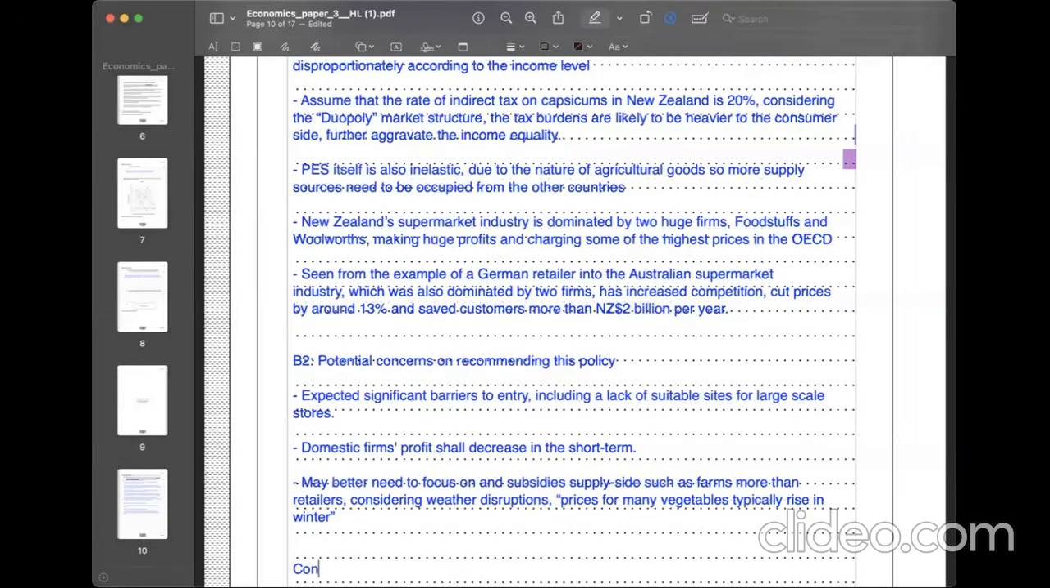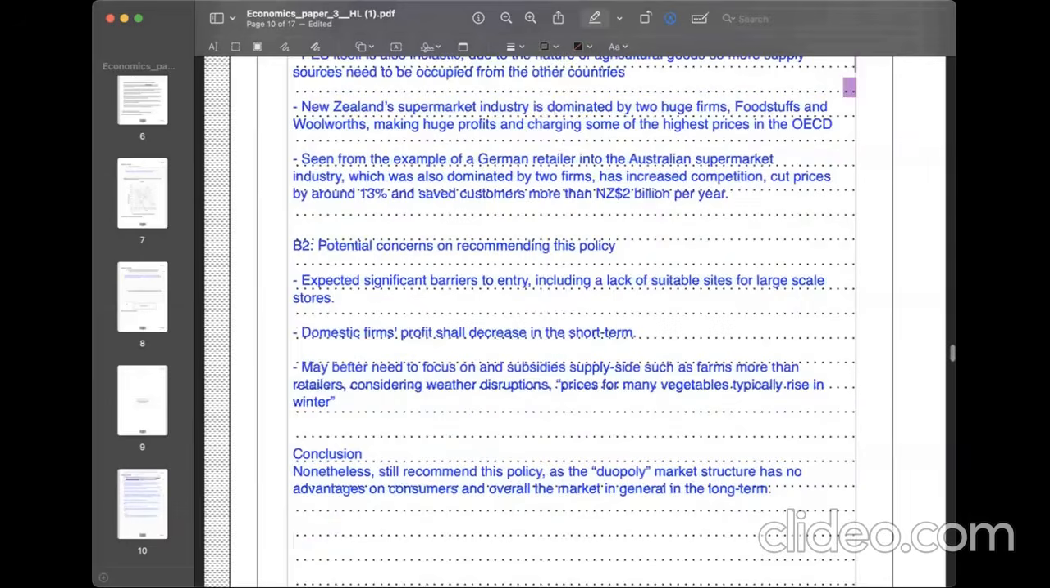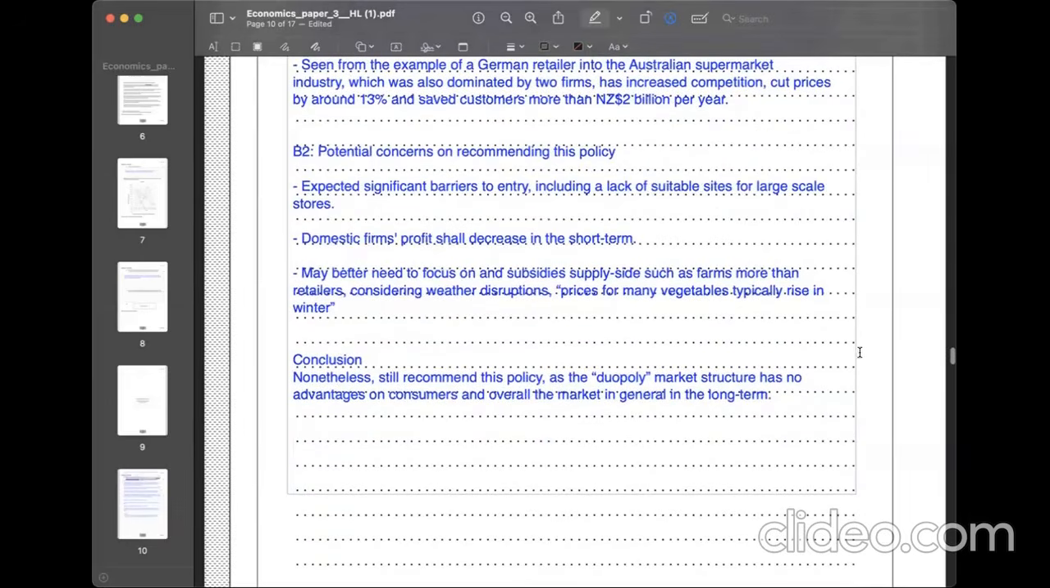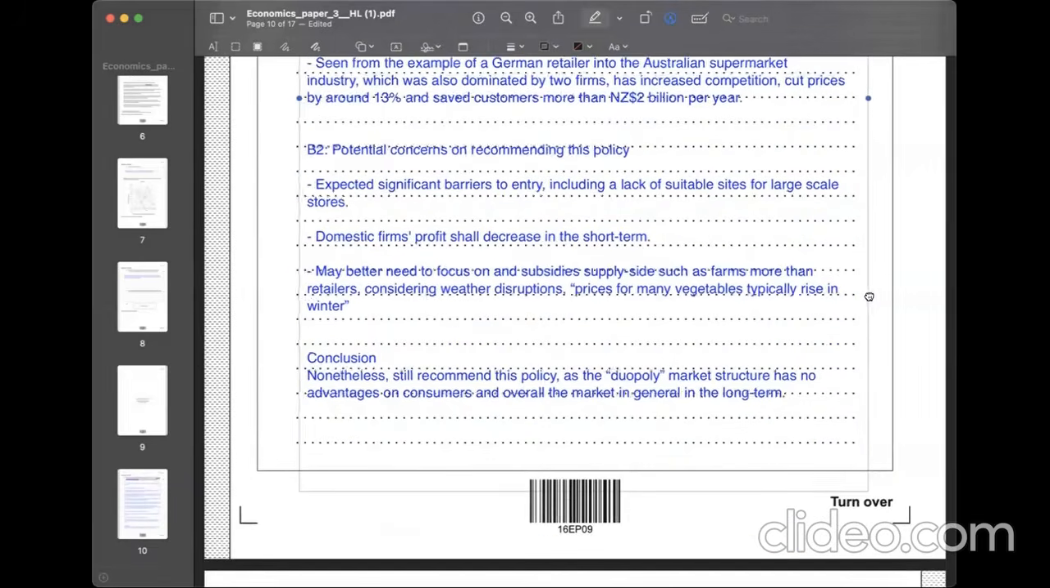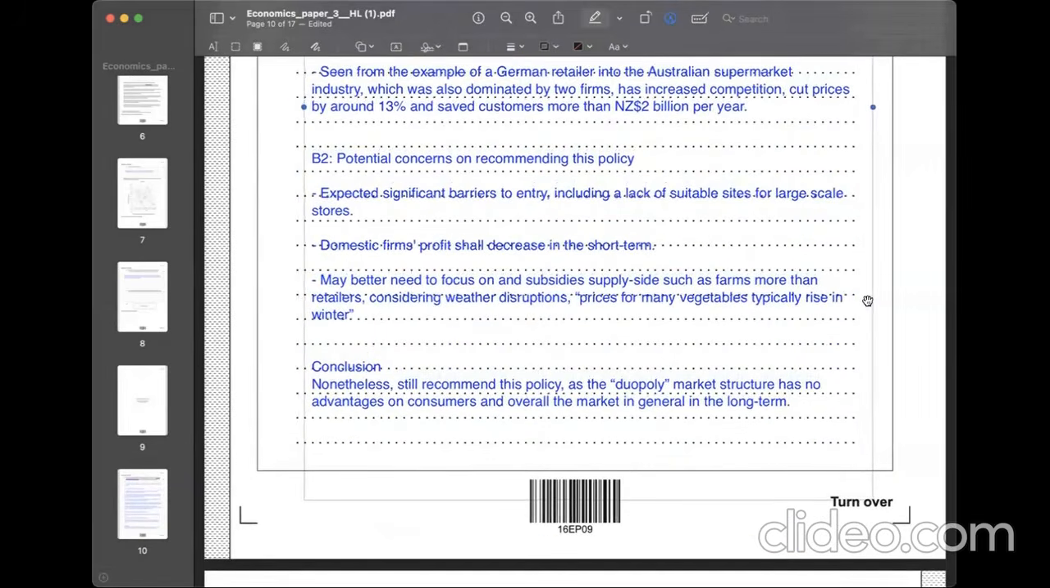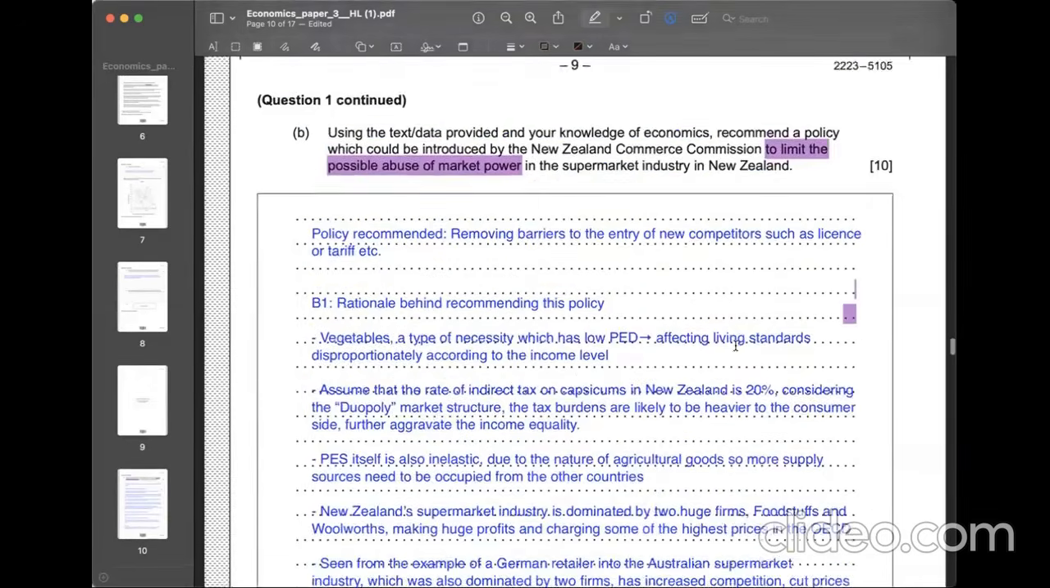Conclusion. Nonetheless, I still recommend my policy since the duopoly market structure operating at the moment has no advantages for consumers whatsoever. Therefore, it has to be sorted out.